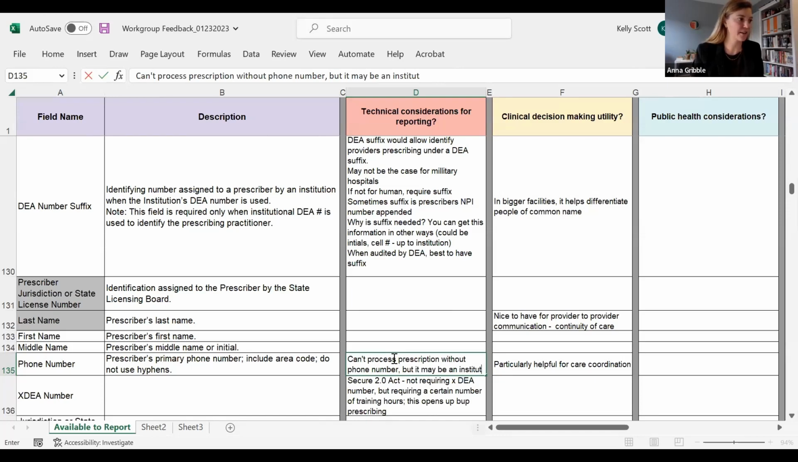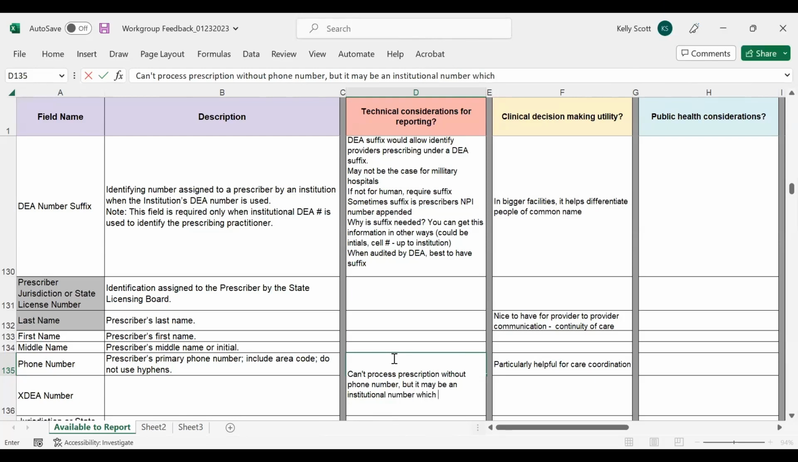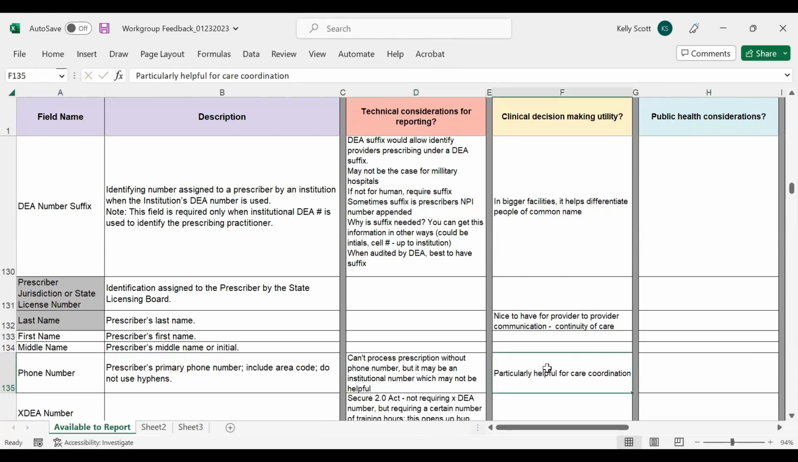And is that right? Or do others have thoughts on what would be the most helpful number to put for a prescriber? Take any number you can get. Absolutely correct. You may get an institution number, you may get a prescriber's office, but you take whatever you can get and work backwards.